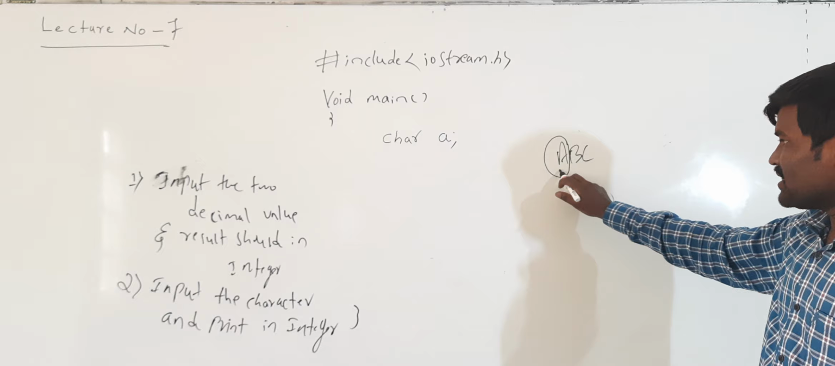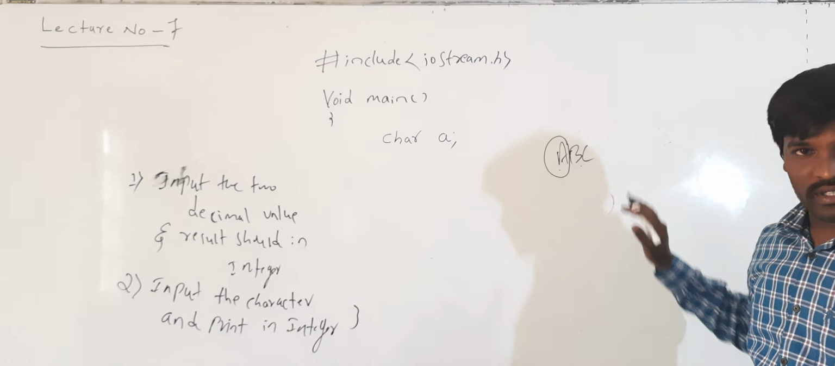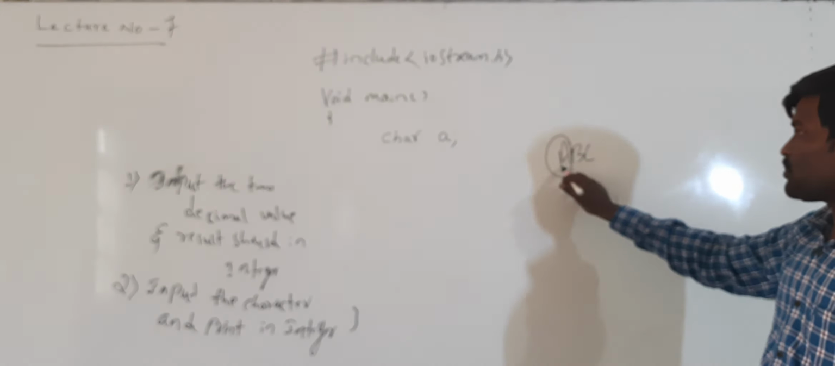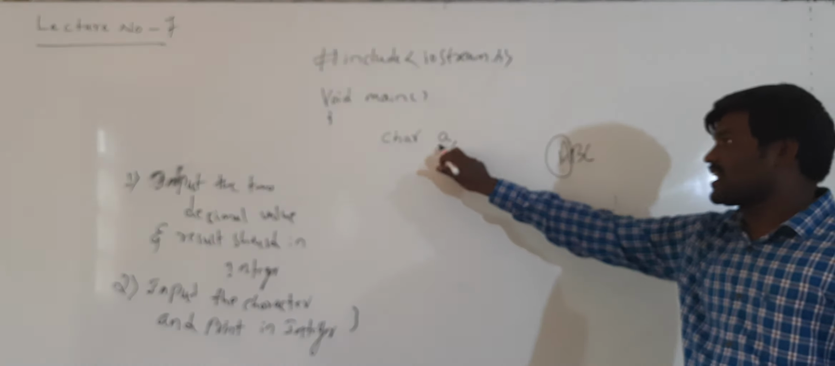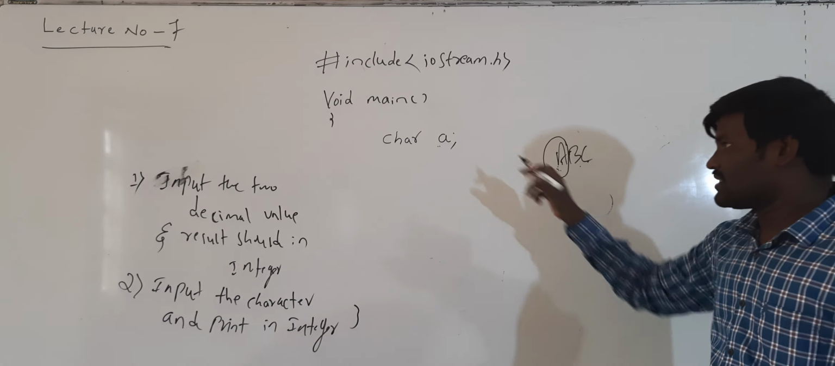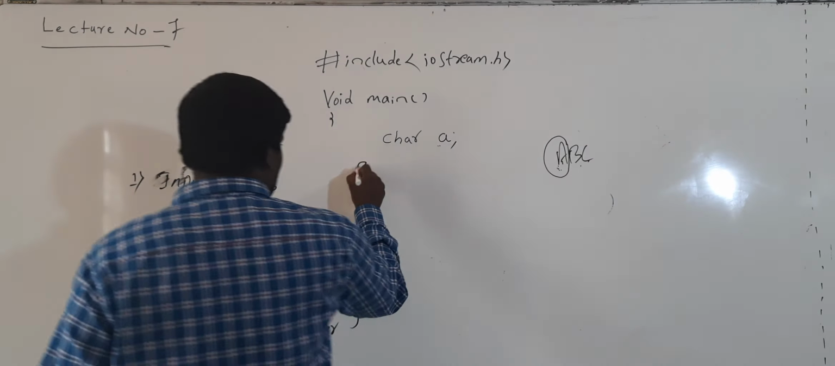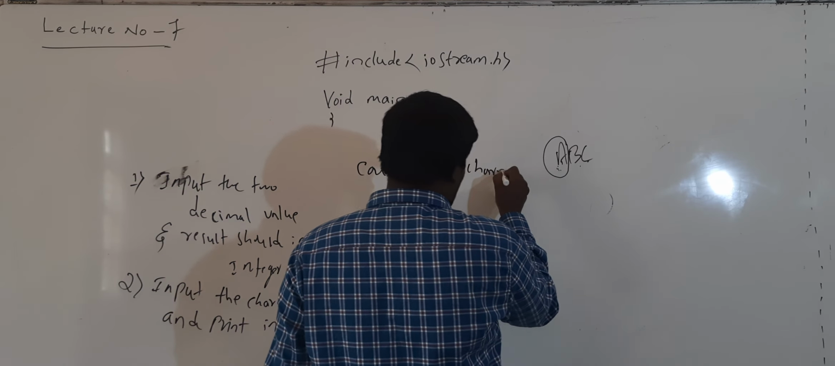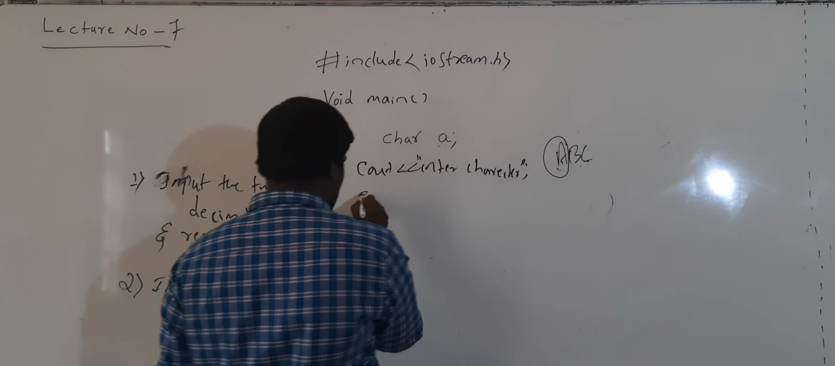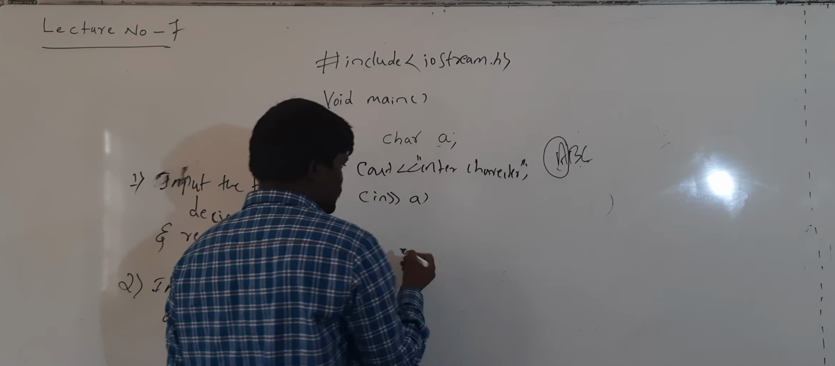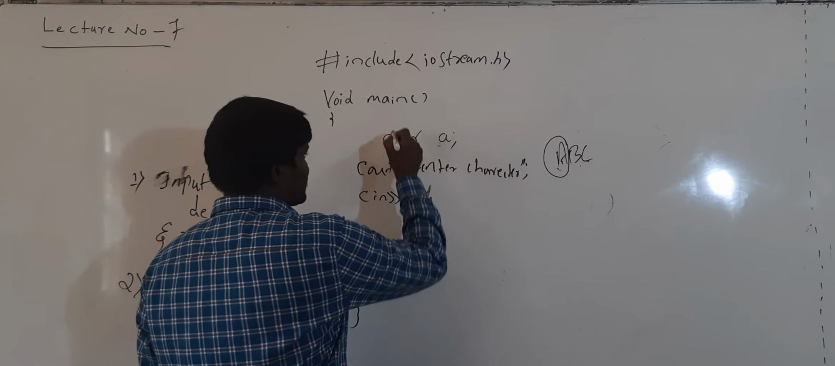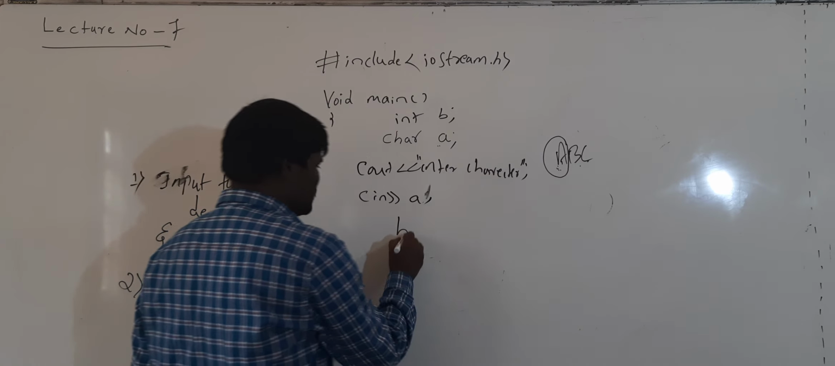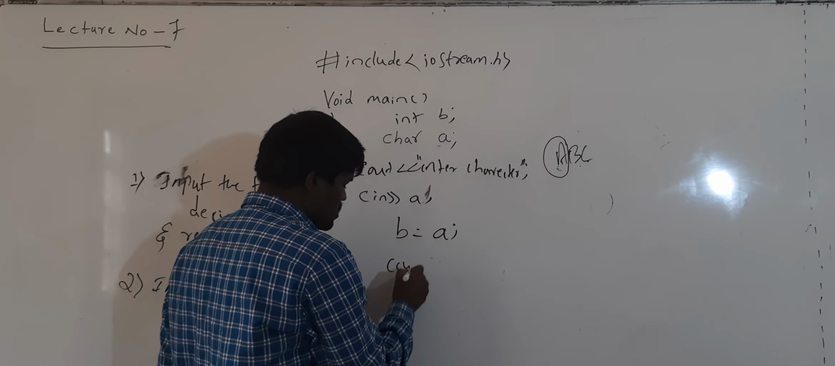If I give ABC as input, this a can hold only the first character. Here the a value is capital A. cout: enter character. cin a. Next I can declare one more int b. b is the storage variable. See, simple. b is equal to a, cout of b.